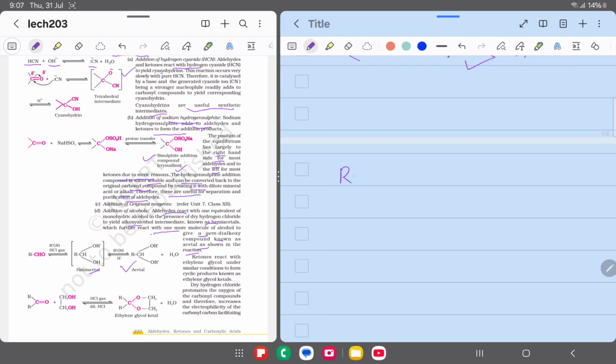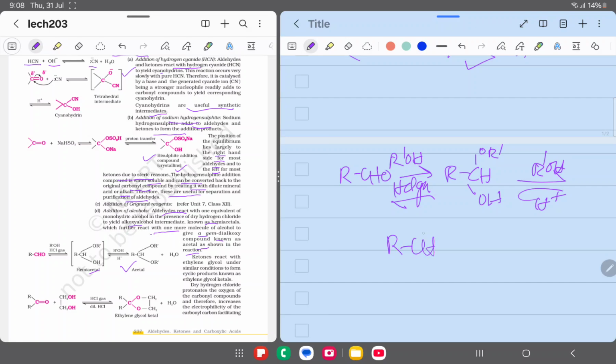So this is aldehyde, RCH double bond O, on reaction with ROH and HCl gas. On reaction with alcohol in acidic medium, it forms RCH(OR)2. This is acetal, plus H2O.